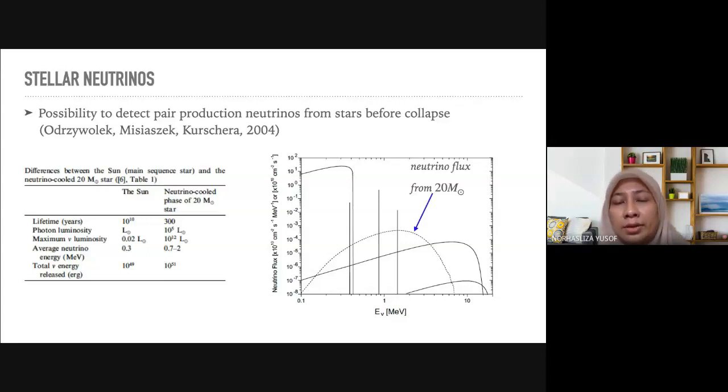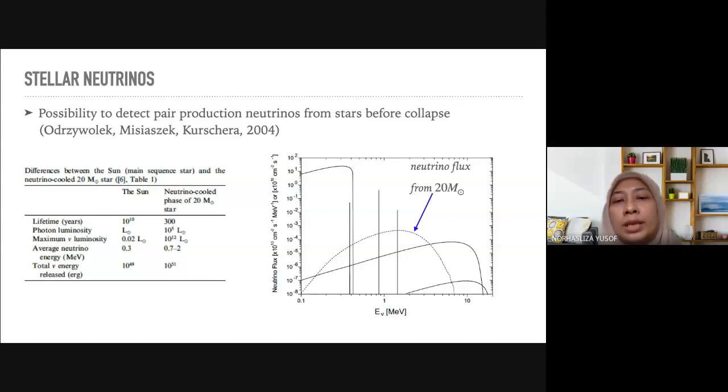Since it is more luminous, it has more energy, and from there we estimate that the energy produced from the sun is around 10^49, compared to the massive star at 10^51, which is much larger. So it is quite important that we really study and understand why this massive star matters. People are not really aware of it, but probably what we detect on Earth is actually a mixture between the solar neutrino plus the neutrino from the massive star itself.